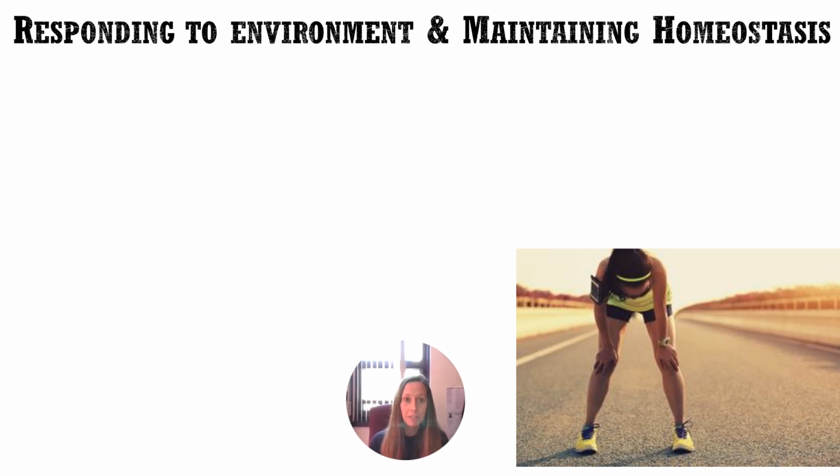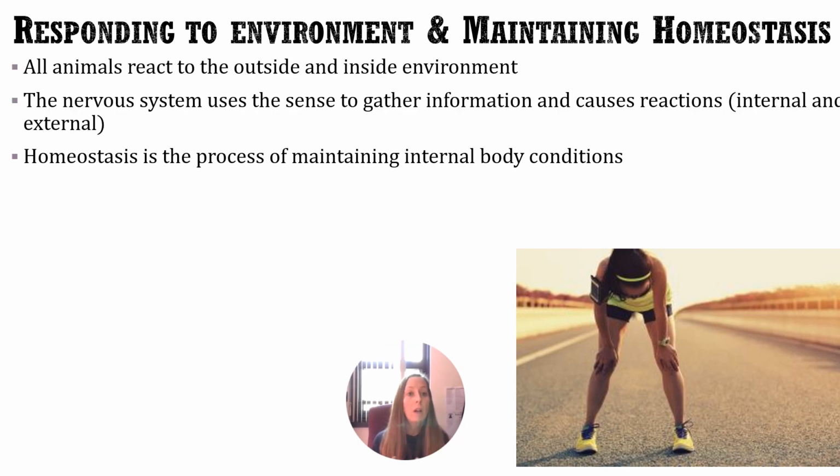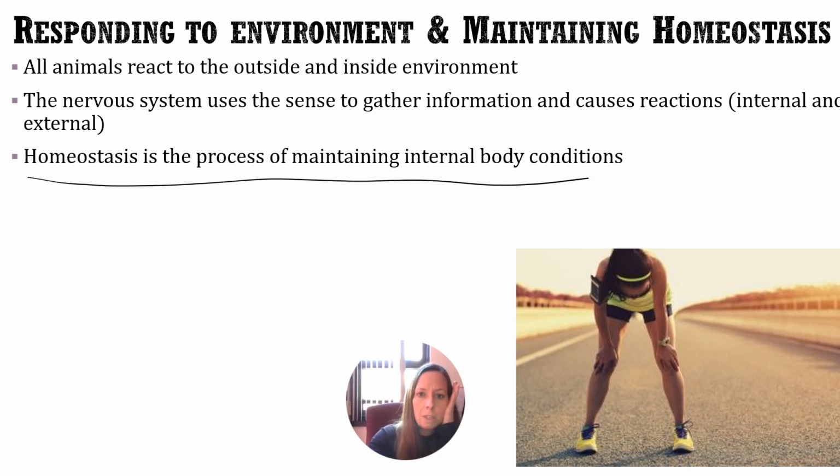Our next process is responding to the environment and maintaining homeostasis. All animals react to the outside and inside environment. So all animals are going to react to the outside of our bodies and to what's going on within our bodies. The nervous system is the system that's used to gather information and cause reactions to occur internally and externally. It makes my hands move, but it also increases my heart rate if I get nervous or makes me breathe faster.